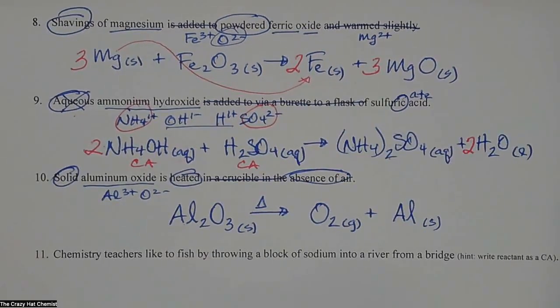All right, now we're going to balance this. I have 3 oxygens, 2 oxygens. The greatest common factor here is 6. So that will be a 3 in front of the oxygens. That will give me 6 oxygens. A 2 in front of the aluminum oxide. That's 6 oxygens. Now I have 4 aluminums, and now I have 4 aluminums as well on the product side. All right. Hopefully that's okay.